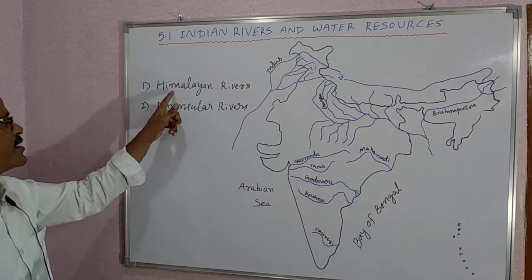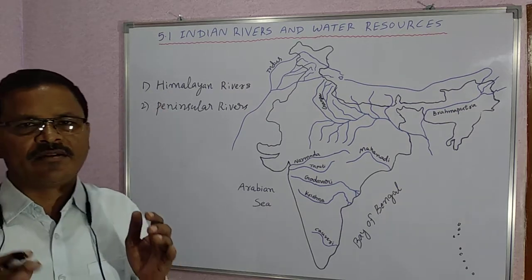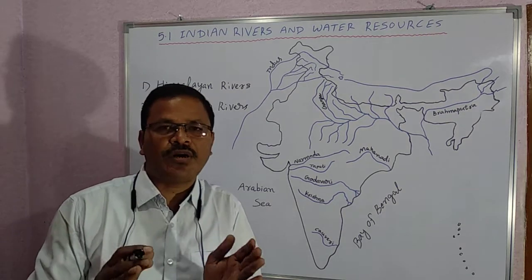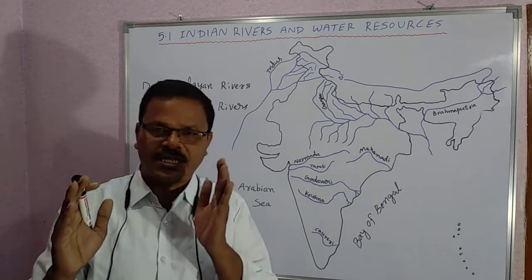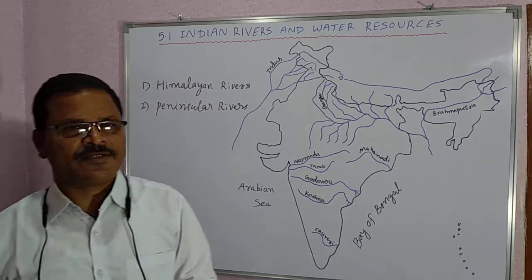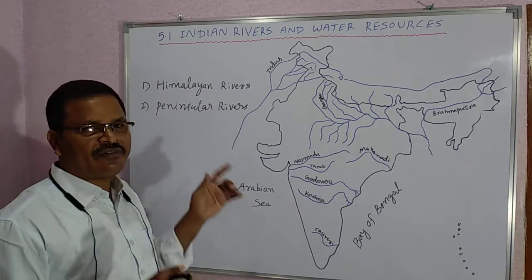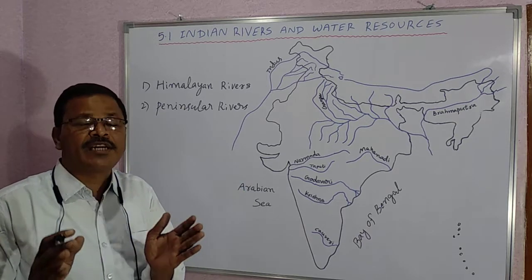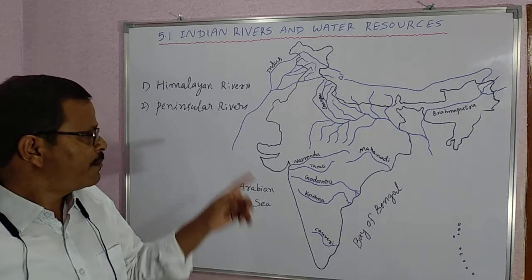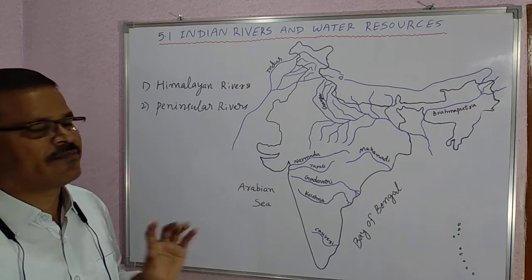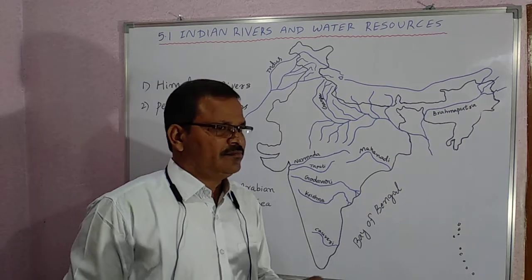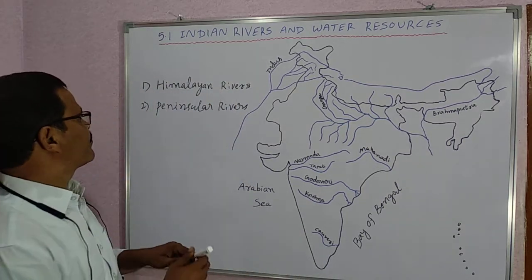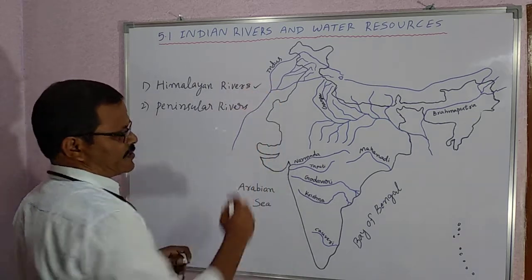What are the Himalayan rivers? The rivers which originate in the Himalayas are called Himalayan rivers. The rivers which originate in the Peninsular plateau are called Peninsular rivers. First we discuss Himalayan rivers.